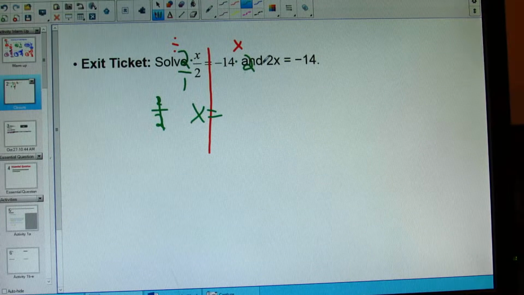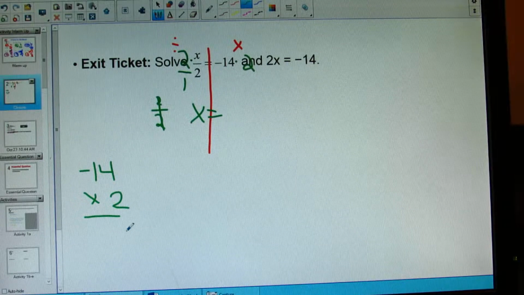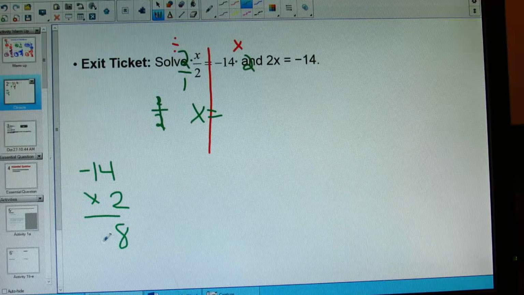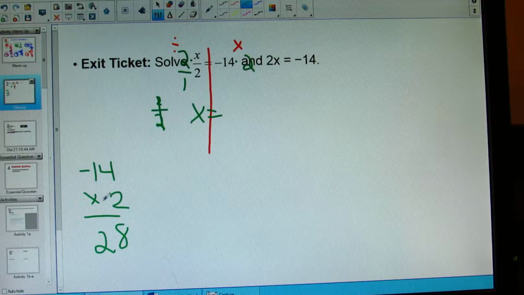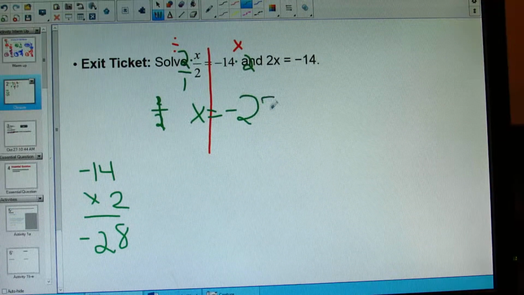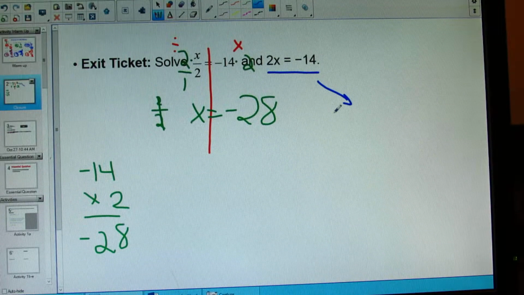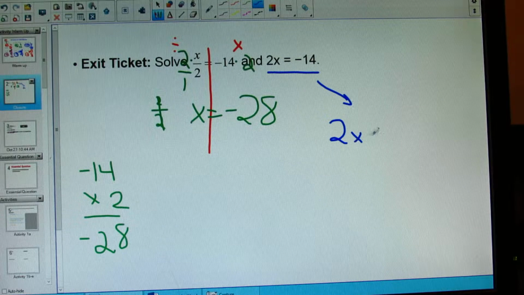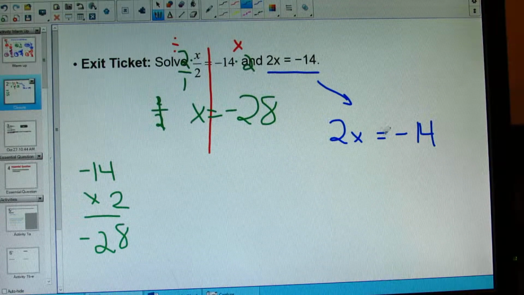X equals negative 14 times 2. Again, on my side, negative 14 times 2. 2 times 4 is 8. 2 times 1 is 2. And different signs subtract. So my final answer will be x is negative 28. I'm going to rewrite this one over here. 2x equals negative 14. Alright, again, I'm going to drop my line down my equal sign.